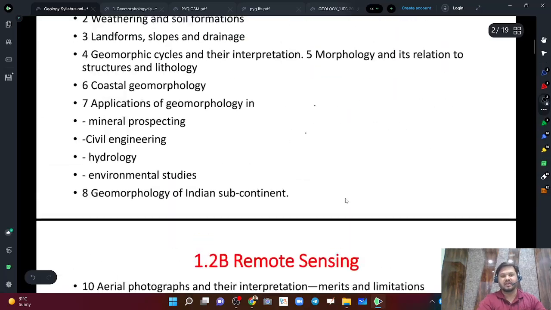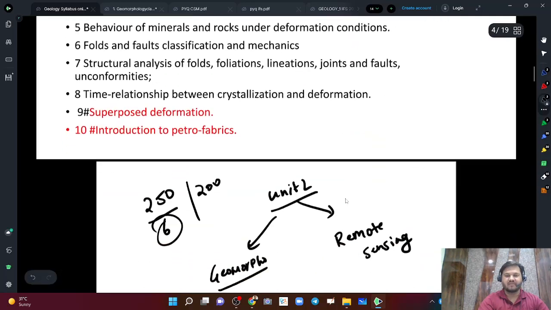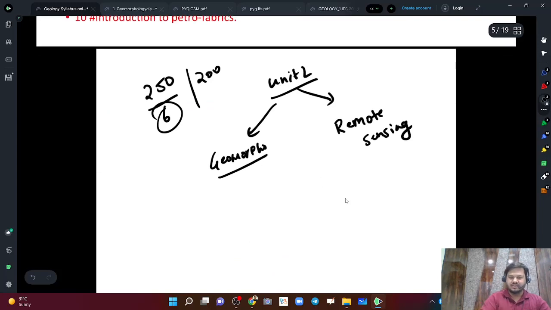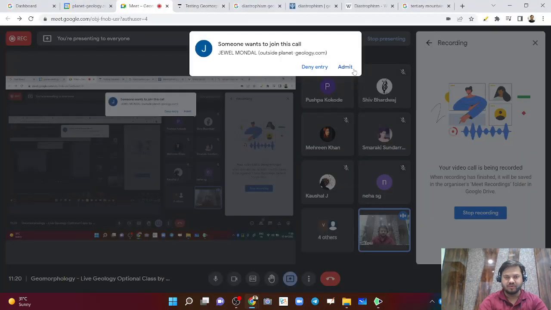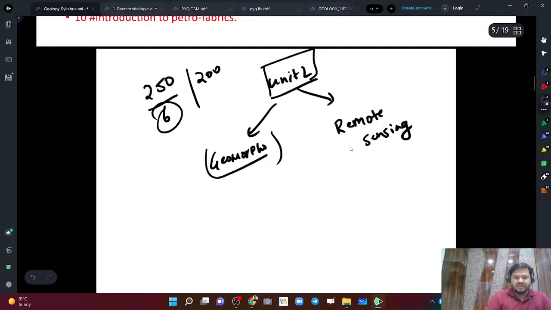The recording again. So this is our syllabus of geomorphology. What I was saying is that this unit 2 of our paper 1 is divided into two parts by UPSC: one is remote sensing, another one is geomorphology. Basically, there are just 250 marks weightage of paper 1.